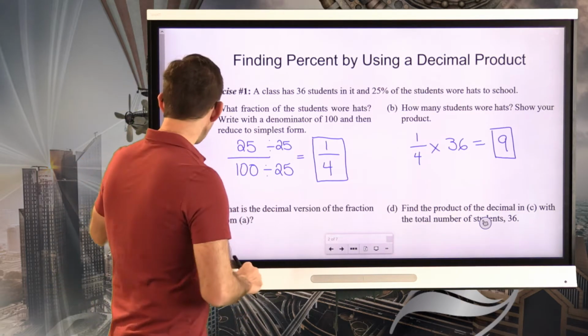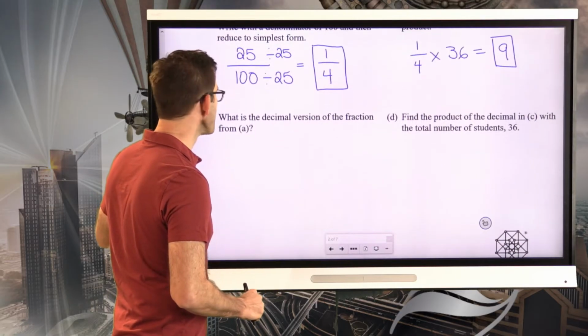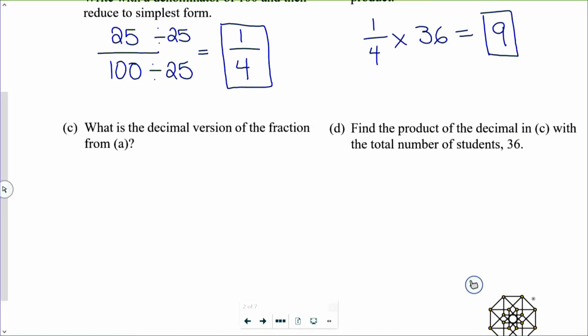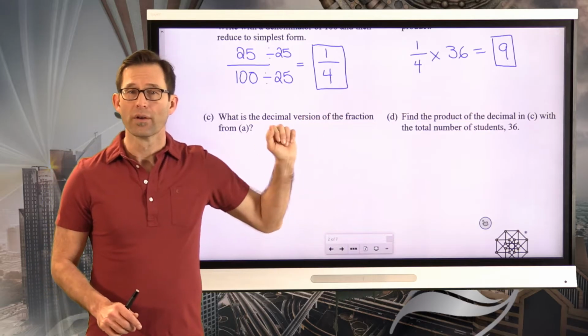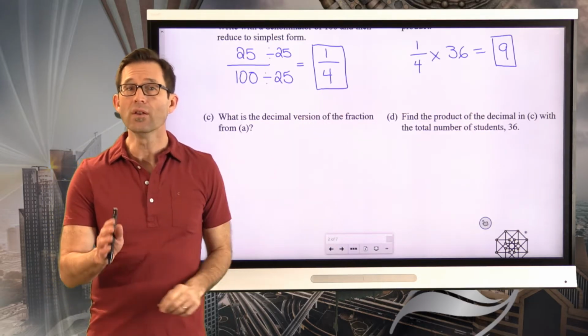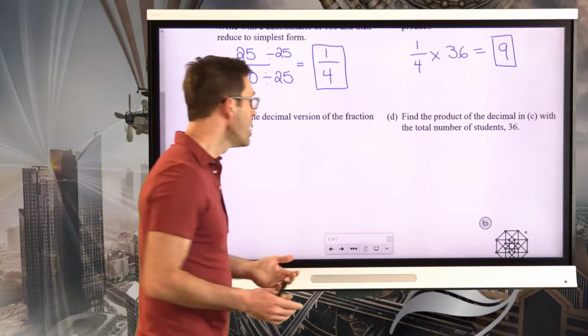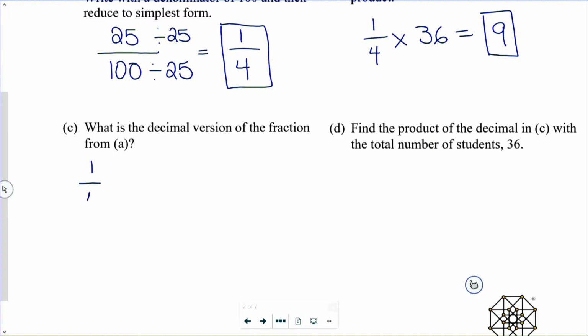All right. Now, let's try to make some connections with decimals, though. Letter C. What is the decimal version of the fraction from letter A? All right, now this is where I want to do a little bit of long division. Let's turn this fraction into a decimal using long division. Now to do that, we keep in mind that 1/4 is the equivalent of 1 divided by 4. Now in order to do that using long division, we're going to maybe rewrite it as 1.0, maybe I'll even do 1.00, divided by 4. I put my decimal point right up there.